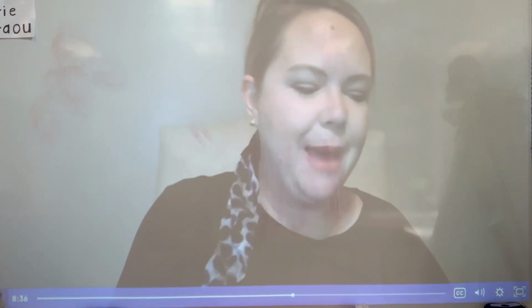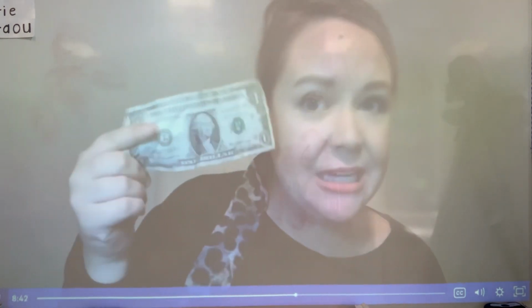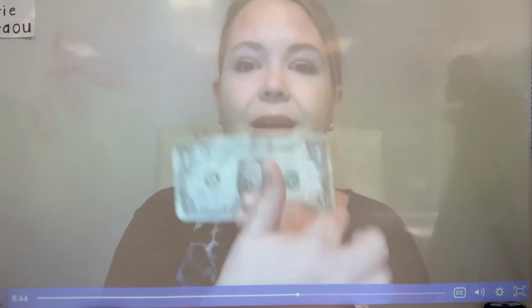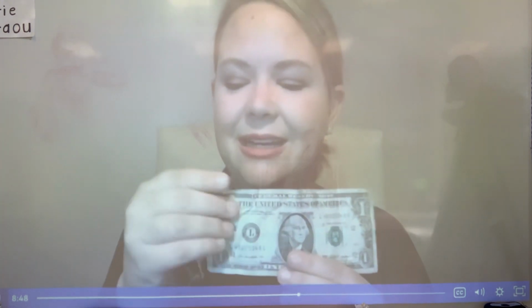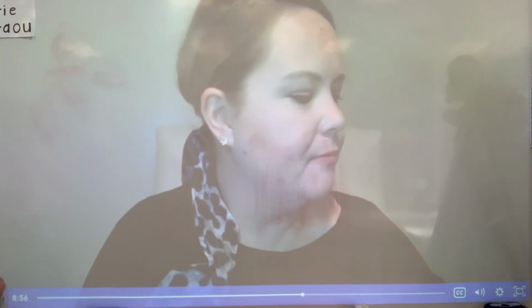I also happen to have this dollar. Kind of wrinkled up, but I can tell that it's a rectangle. It has 4 sides and 4 corners. I'm gonna save that for later.